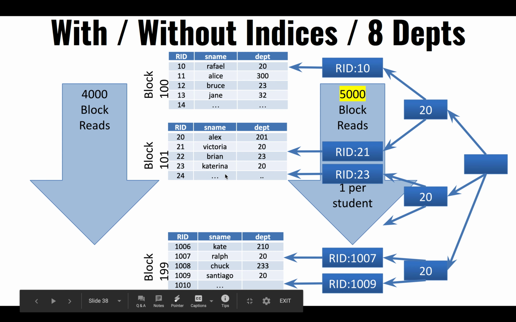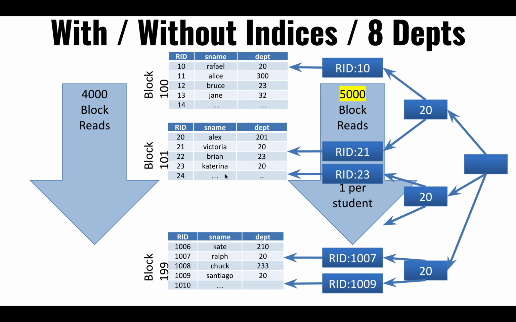So here's again an illustration of the problem. On the left-hand side, we're using just linear search and iterating 4,000 reads, whereas on the right-hand side, because department number 20 is referencing 5,000 different records, you're going to have to read 5,000 times those same blocks. Oftentimes, you're going to do multiple reads of the same block, so it can get very, very inefficient.